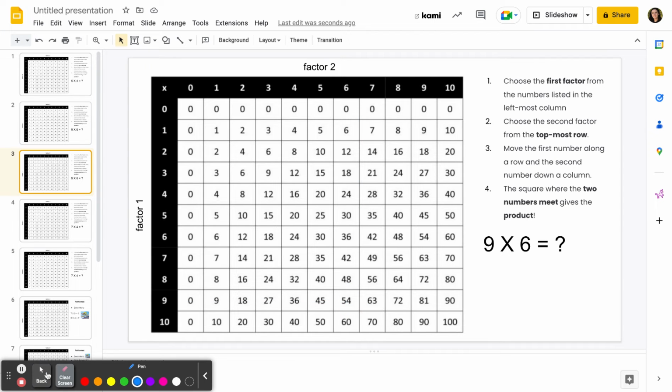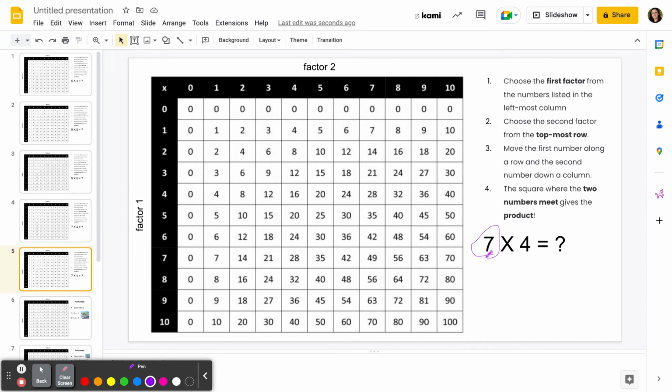Let's try another one on your own, and then you're going to check your product with mine. All right. What is the product of 7 and 4? What does 7 times 4 equal? Let's see if you got the same product I did.